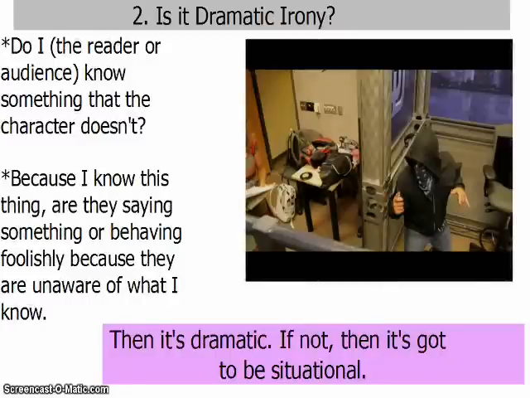Once you've eliminated verbal irony, you can look to consider, is it dramatic irony? So you ask yourself, do I, the reader or the audience, know something that the character doesn't? And then because I know this thing, are they saying something or behaving foolishly because they're unaware of what I know? Again, I'm going to bring you back to that horror movie example. Is the character in her house saying, oh, I'm so safe, but we know she's not actually safe? She's almost a little stupid. But she's not stupid. She just doesn't know what we know. If that's the case, then it's dramatic. If not, well, then it's got to be situational because you've eliminated the first two.